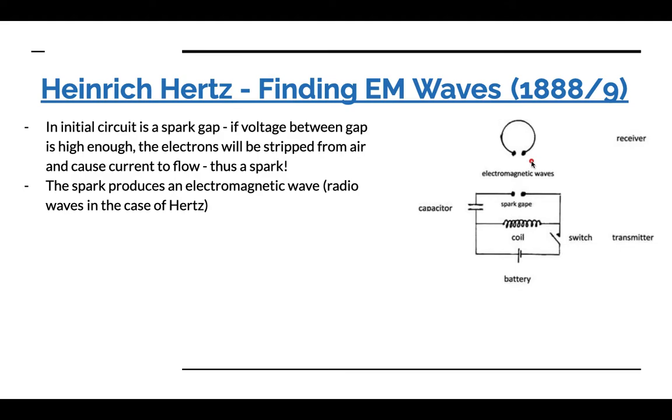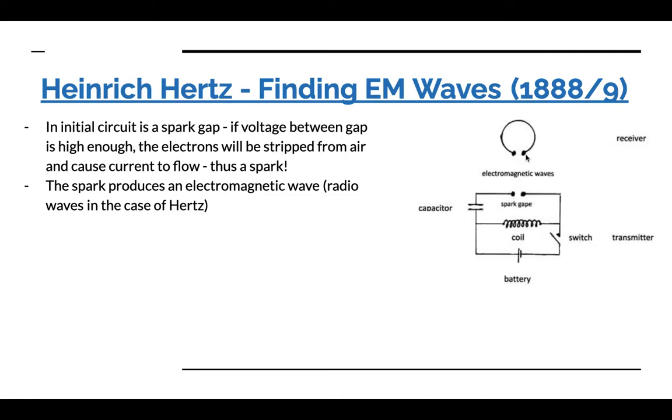Hertz had a receiver circuit set up. Notice how this receiver circuit is not hooked into a battery or a generator or anything like that, okay? So there is no power source for the receiver. But what we notice is when the spark was produced across the spark gap, a corresponding spark was produced in the receiver. And so what that indicated to him is that there needed to be something connecting the two circuits at that time. Something that induced current in the receiving circuit from the transmitting circuit, okay?